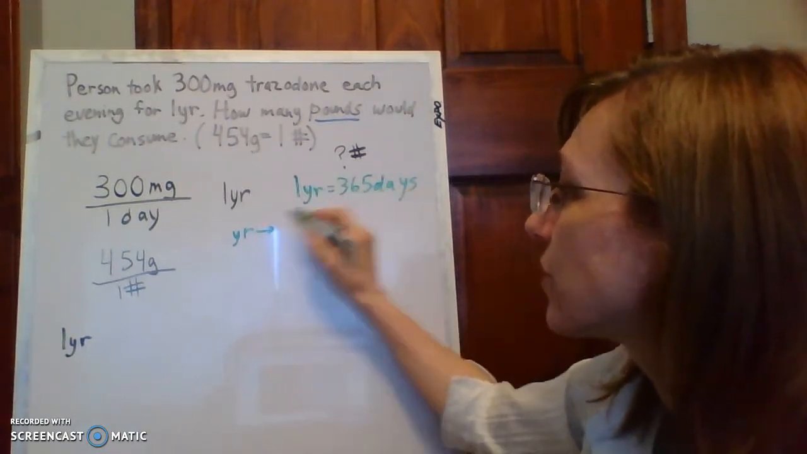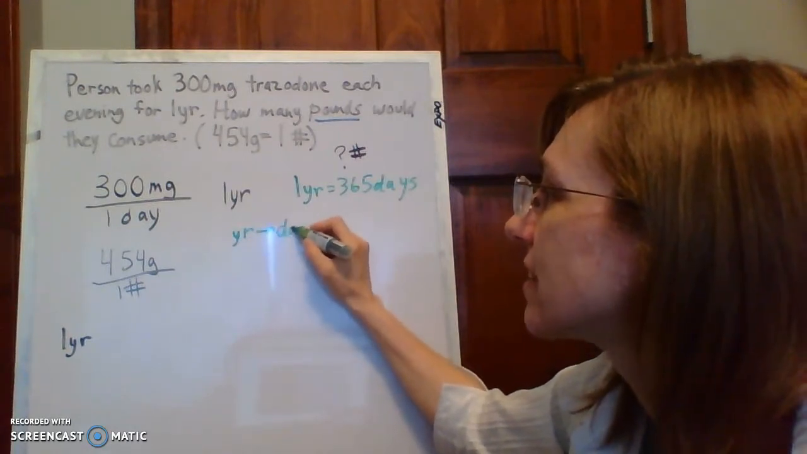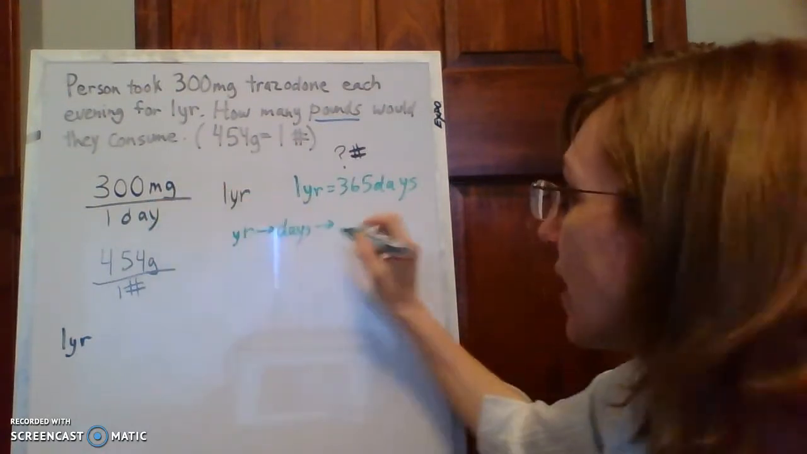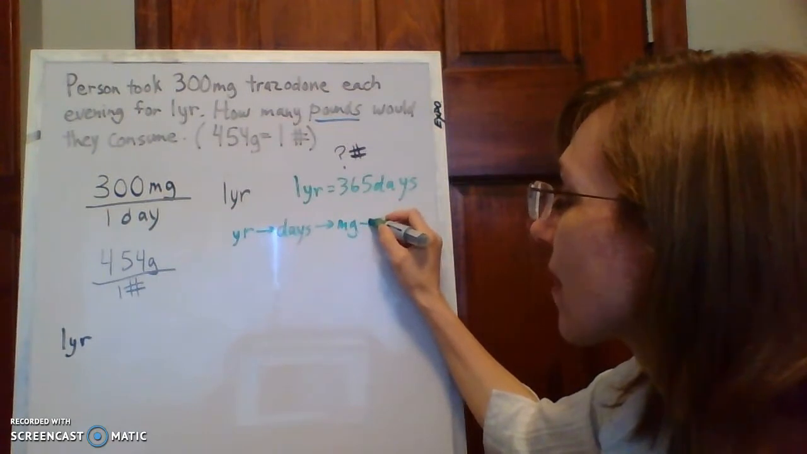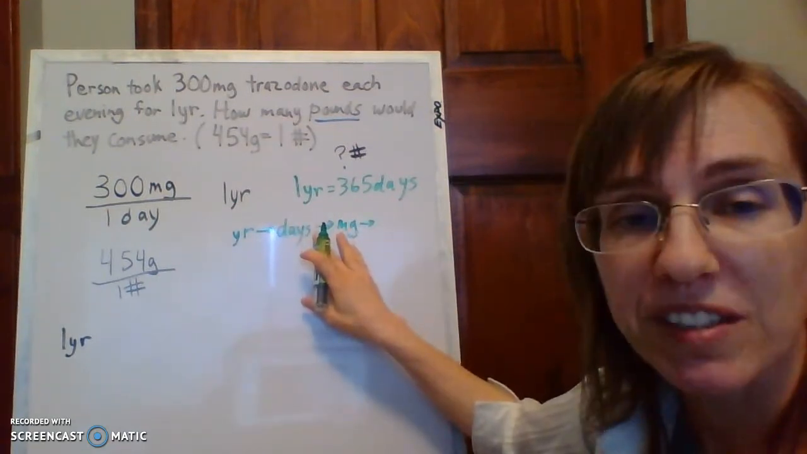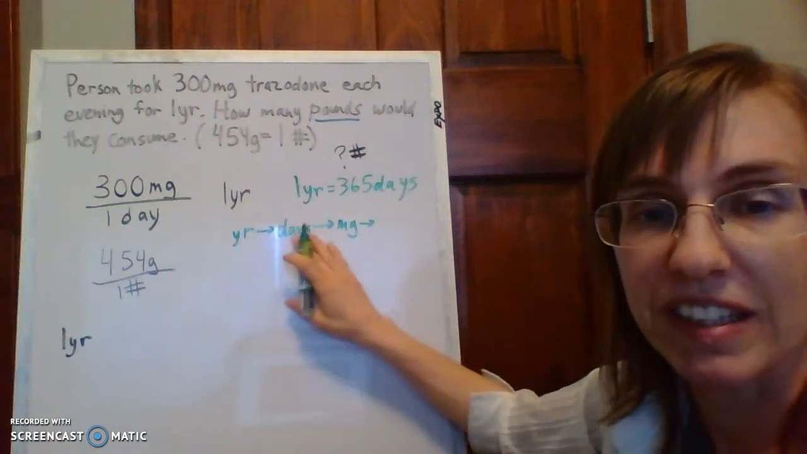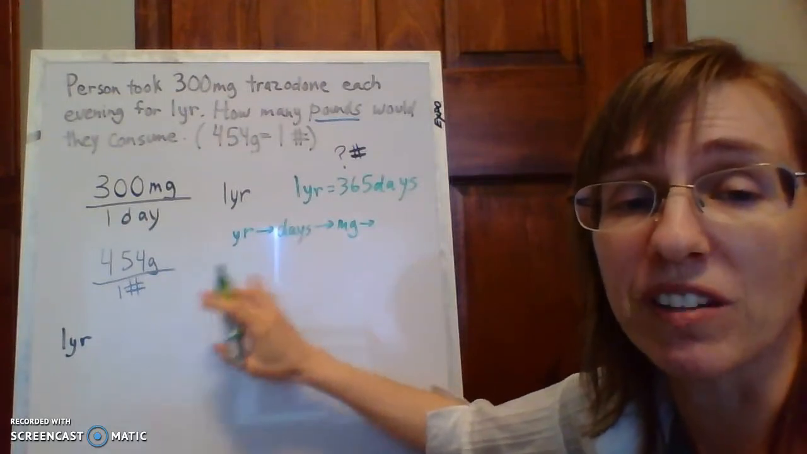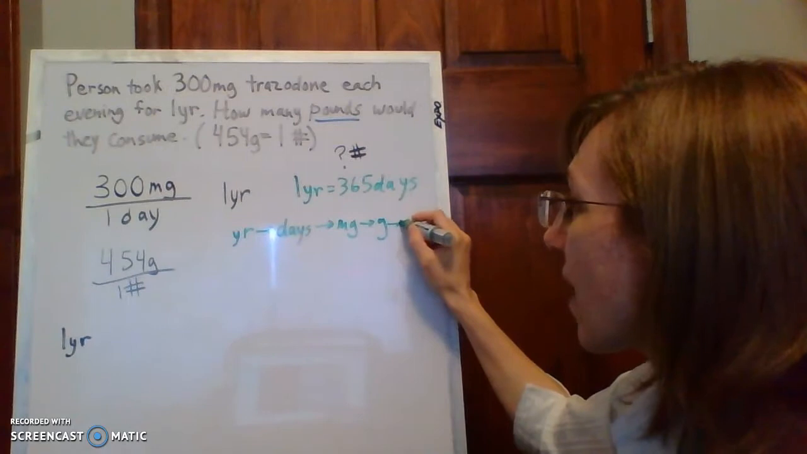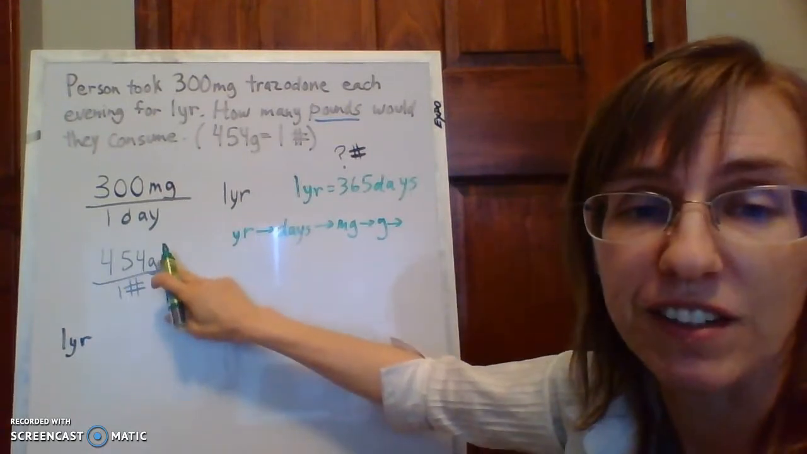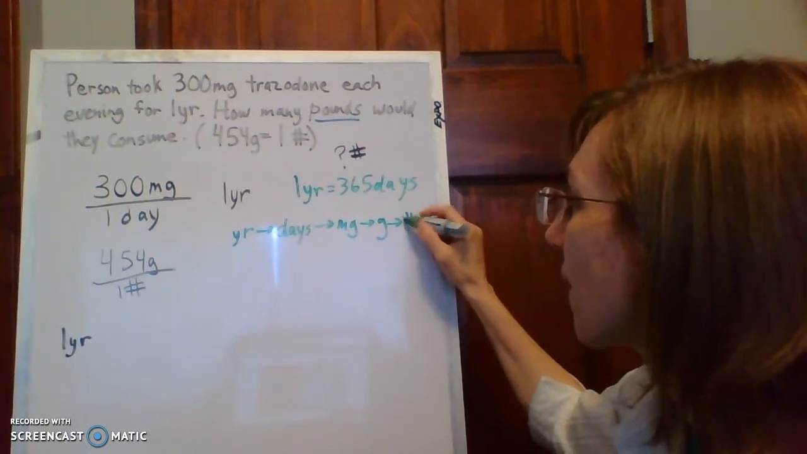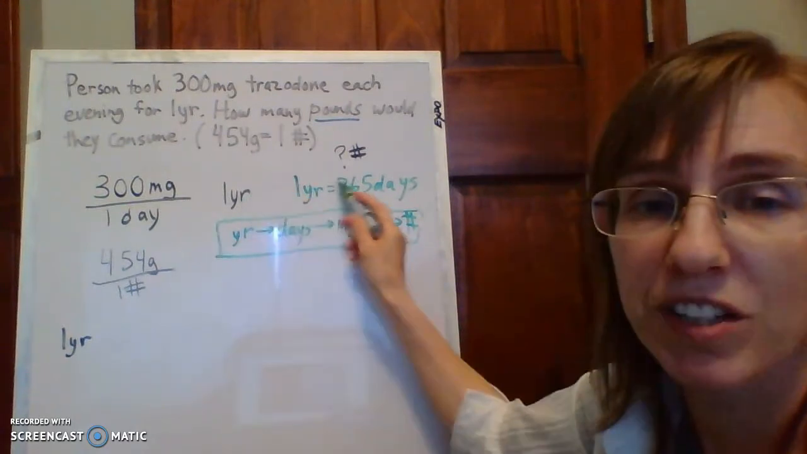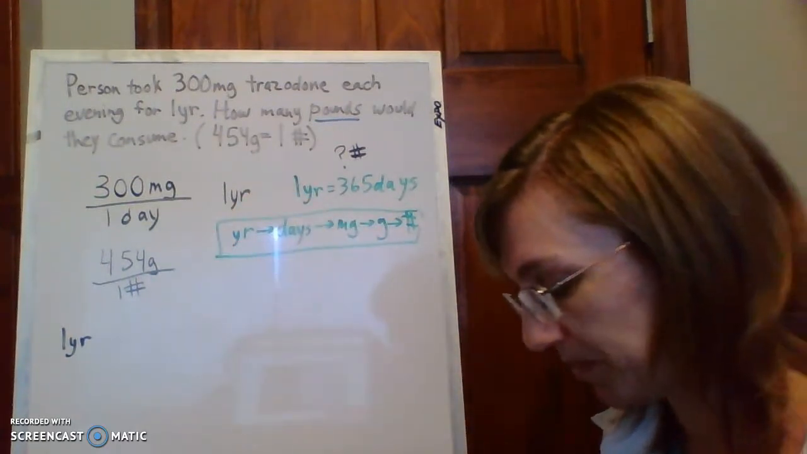So if we use this conversion factor, we can convert from years to days. Then we can use this conversion factor, convert from days to milligrams. Well, milligrams is on the same order as grams, right? Milligrams and grams, they both have grams in them. So we can use a metric conversion for our milligrams to our grams. And then we can use this conversion factor to convert from our grams to our pounds. So this is our thought process. We're going to use this information up here to answer this problem.